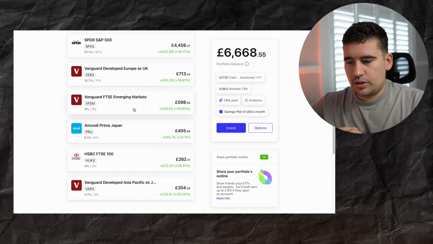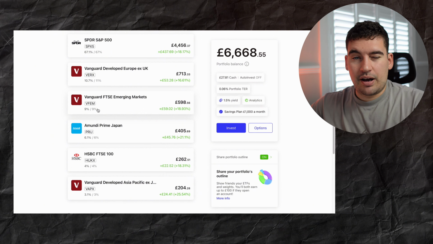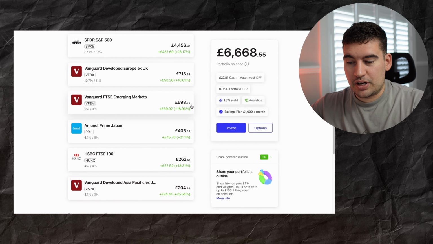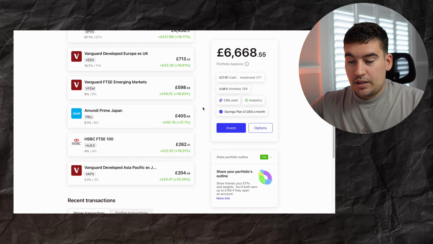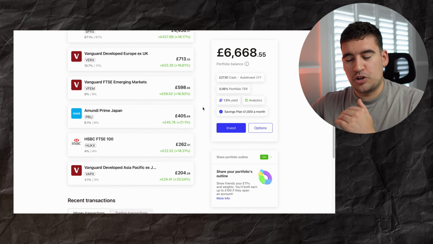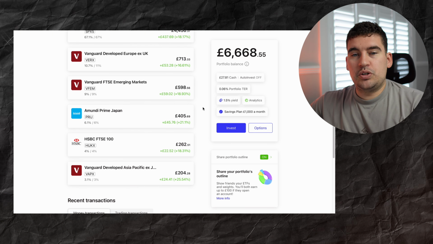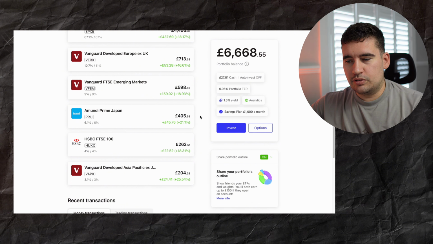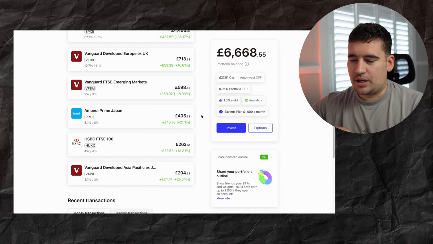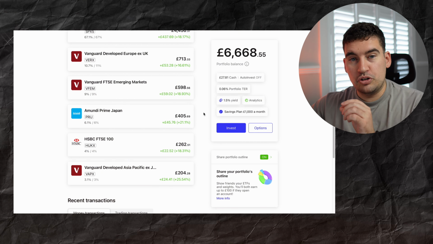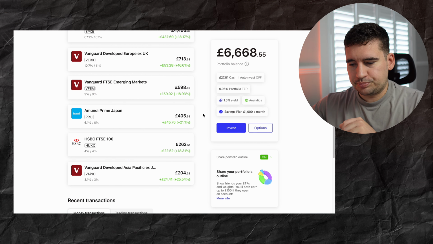Moving down slightly further, we've got the emerging markets, which makes up around 9% of this fund. Equally, almost 19% of growth on there as well, so £59 of growth there. The Amundi Prime Japan Fund, so we're now getting into the top end of this portfolio, and which ETFs are really standing out from the rest. 21.1% growth on this ETF, and sometimes I wish I had a slightly bigger portion, but this will go up and down from time to time.